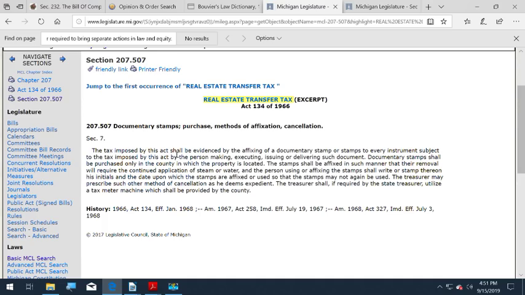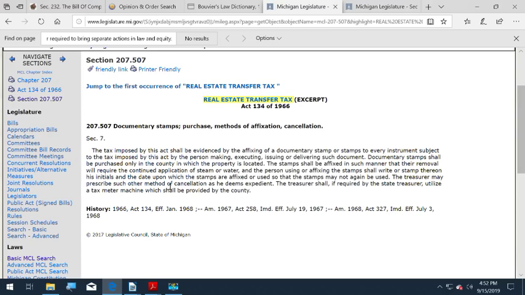The tax imposed by this act shall be evidenced by affixing a documentary stamp or stamps to every instrument subject to the tax imposed by this act by the person making, executing, issuing, delivering such document. Documentary stamps shall be purchased only in the county in which the property is located. The stamps shall be affixed in such manner that the removal will require the continued application of steam or water, and that persons using and affixing the stamps shall write or stamp thereon his initials and the date upon which the stamp was affixed or used, so that the stamps may not again be used.